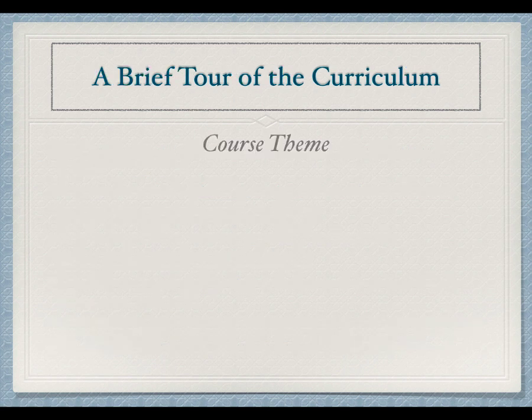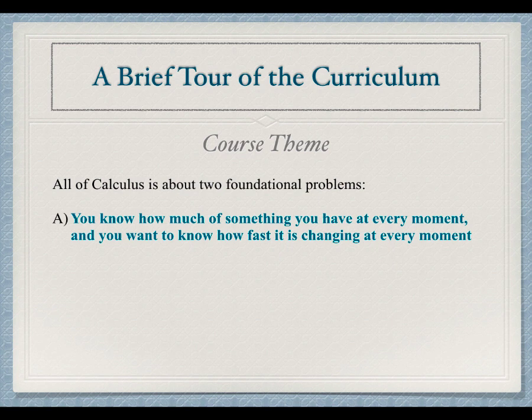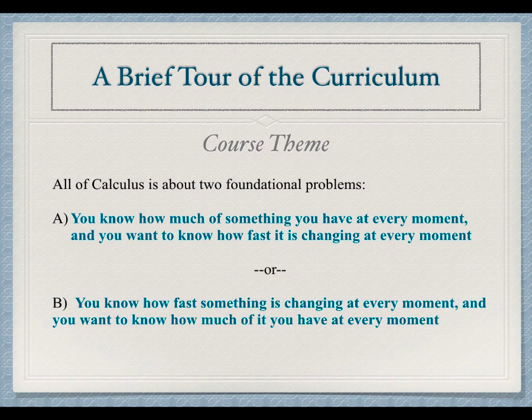Let's go through a brief tour of the curriculum. Before we start, there's a course theme that we repeat over and over again throughout the course: all of calculus is about 2 foundational problems. You know how much of something you have at every moment, and you want to know how fast it's changing at every moment. That's half of calculus. The other half is you know how fast something is changing every moment, and you want to know how much of it you have. This is our mantra for the students, and we repeat it over and over again.